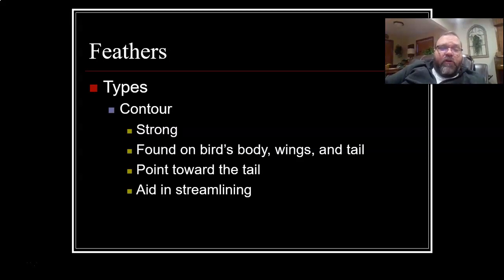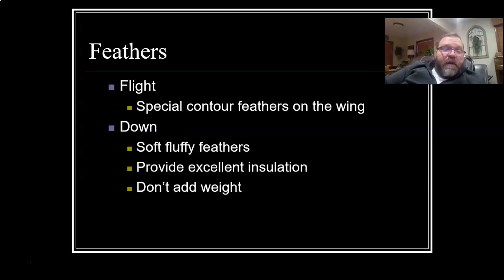The first kind of feather is called contour. They are strong, found on birds' bodies, wings, and tails. They always point toward the tail, and they aid in making the bird streamlined. Flight feathers, these are specially contoured feathers on the wings only. And then finally, the last one is down.